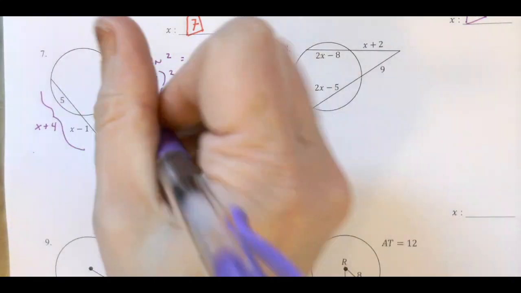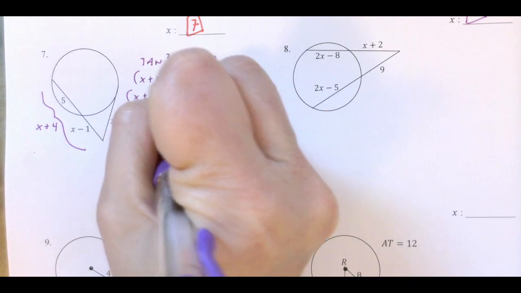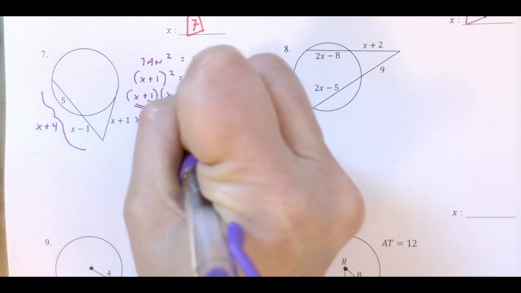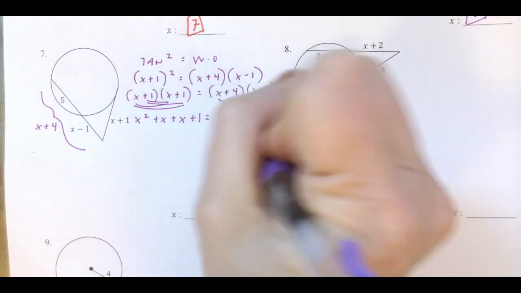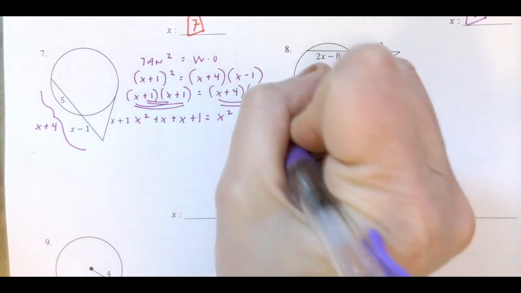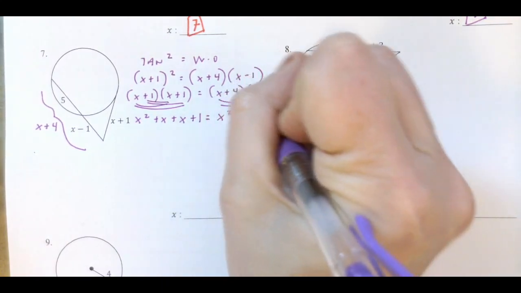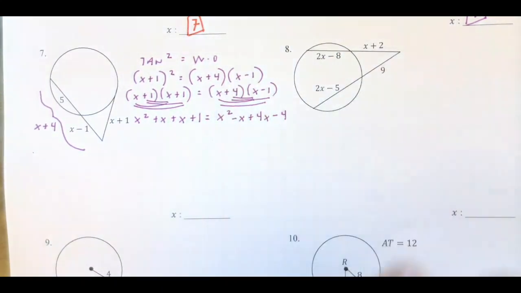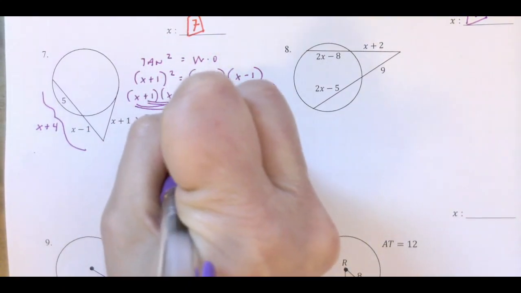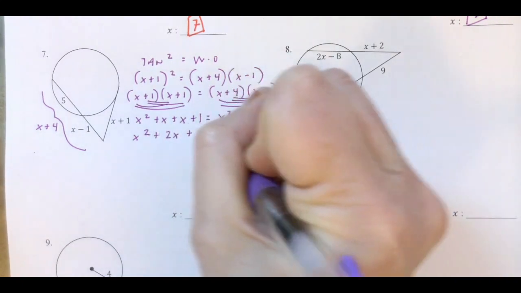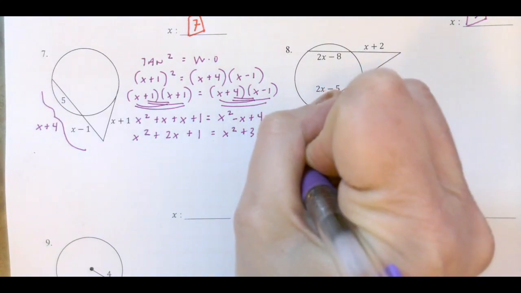So the left-hand side, I have my first, so x squared, outer plus x, inner plus x, last plus 1, equals, first is x squared, the outer, minus x, the inner plus 4x, and then last is minus 4. So combine your like terms. We have x squared plus 2x plus 1 equals x squared plus 3x minus 4.